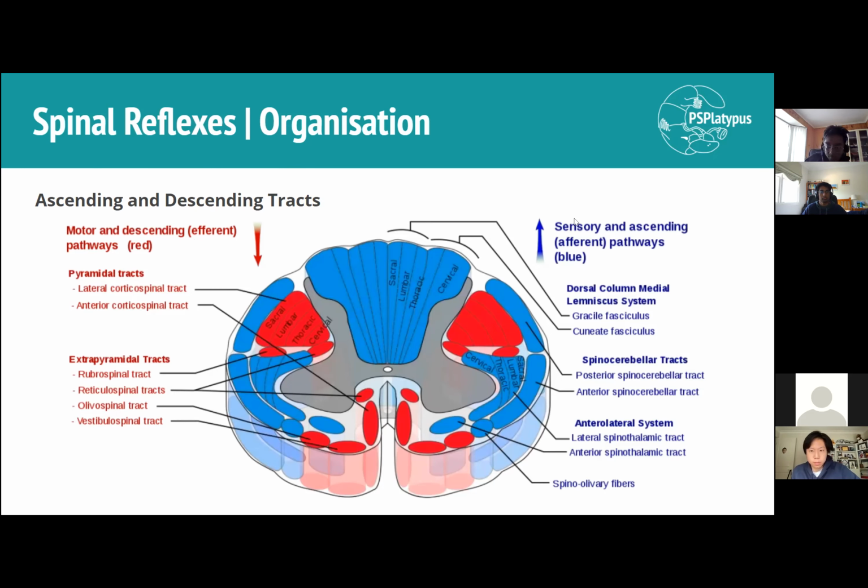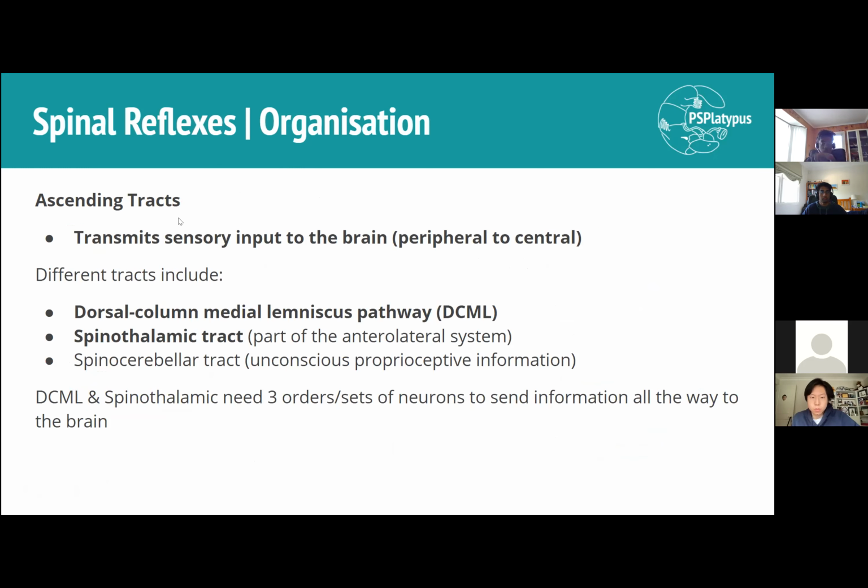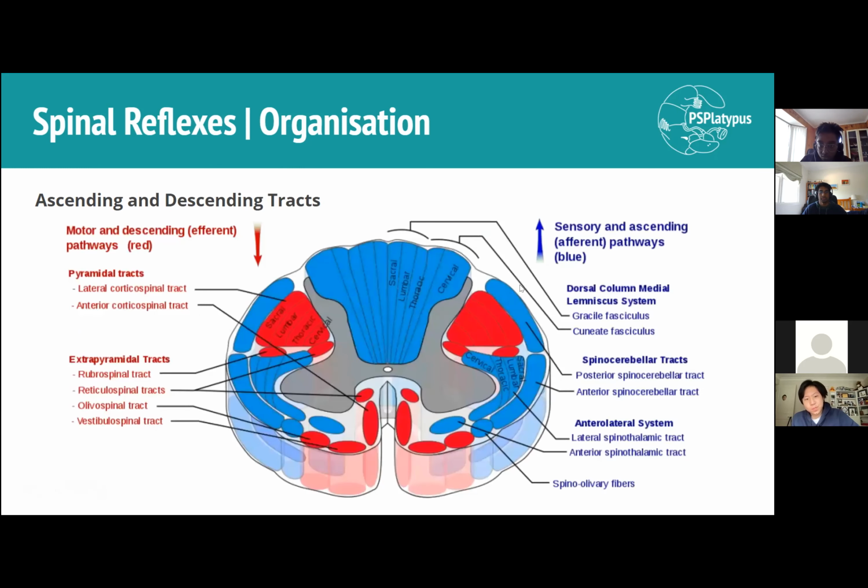So we have a bunch of different tracts. We don't need to know all these in too much detail. The two that we really want to know are the ascending tracts, the DCML and spinothalamic. DCML, long form, is the dorsal column medial lemniscus pathway, and the spinothalamic tract. So the DCML is going to be here, sort of like the backside. The spinothalamic is going to be part of the anterolateral system, so it's going to be over here, anterior and lateral spinothalamic tract.